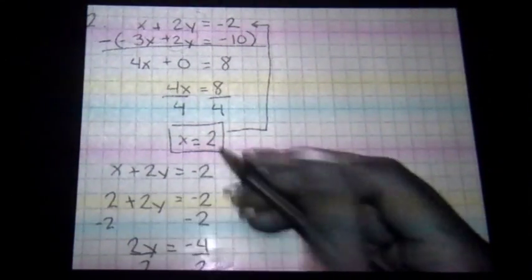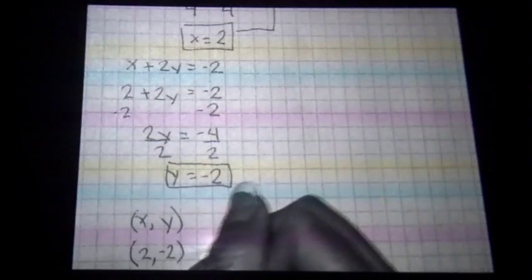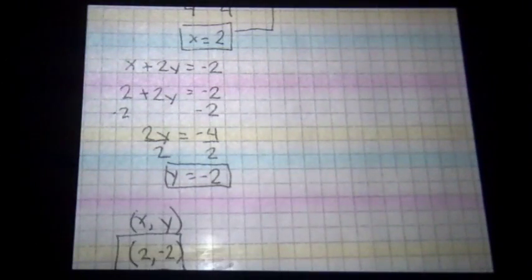Once I get x and y, I know my coordinate pair is going to be x, comma, y. So when I have x, comma, y, I plug these in with x as the value of 2 and y as the value of -2. Don't forget to put the parentheses on these for your coordinate pairs because that's important. So my answer for this one is (2, -2).